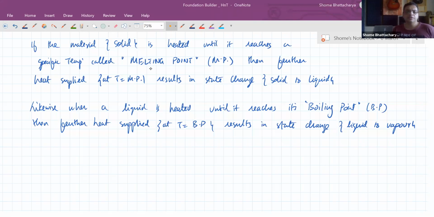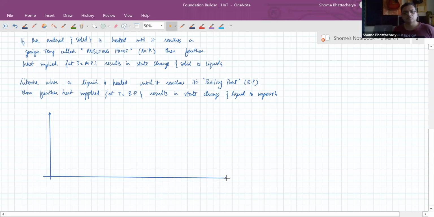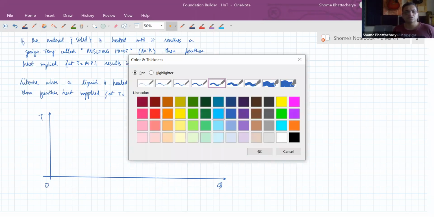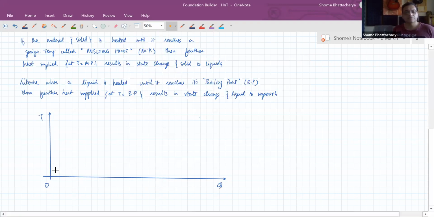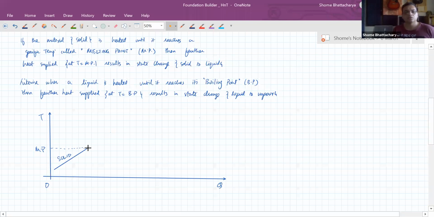So this aspect of heat exchange we can look at like this. For example, if we start with a solid material, initially the solid is undergoing heating, so the temperature is rising with the amount of heat supplied, but at a certain stage we will reach a temperature called the melting point. The moment the melting point is reached, further heat supplied will now result in the process of melting the solid into liquid. So that is the state change.